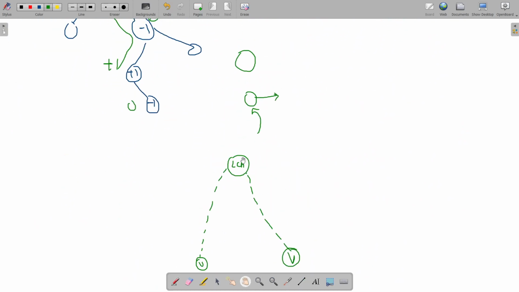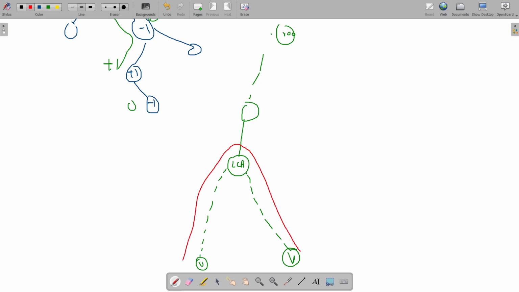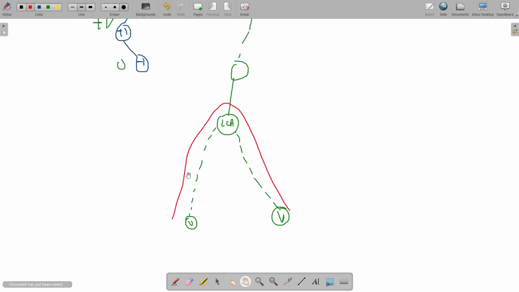And the LCA will, let me erase this. The LCA will have its own parent, and then there will be some other nodes as well in the tree, and then suppose the root lies here. But we are only concerned with this path for some query u2v. What did I tell you before? That I want to find the maximum and the minimum score.